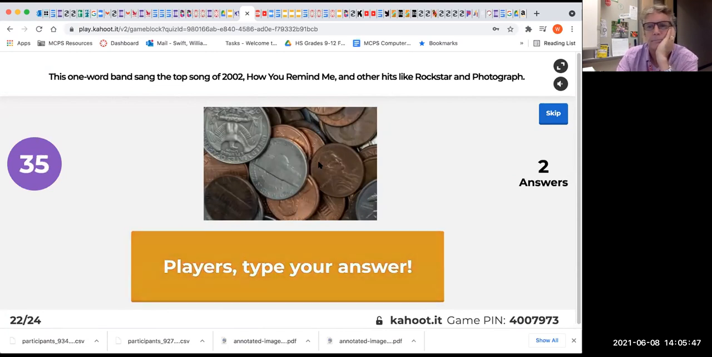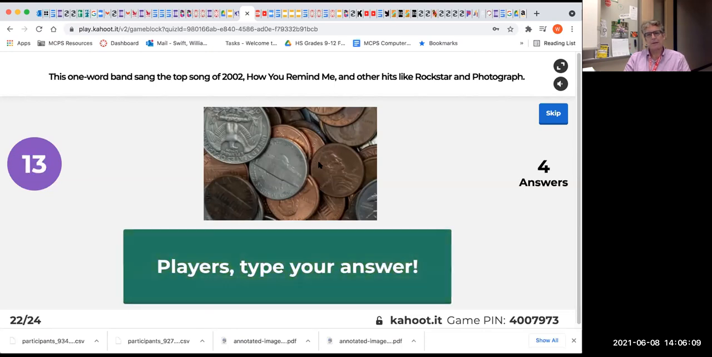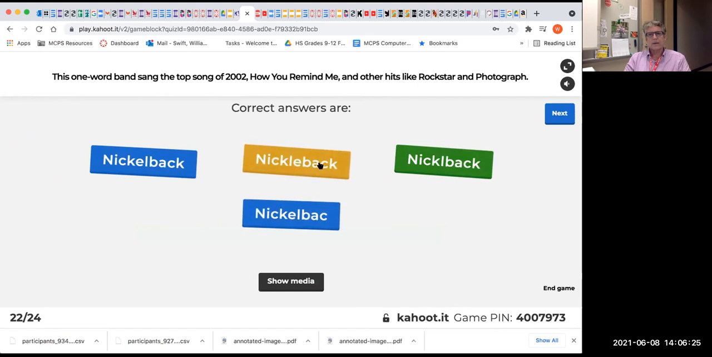But I don't get to vote. The only band with nickel is Nickelback. There's no penny band, there's no quarters. And that nickel is right in the middle. This is, again, how you answer questions you don't know the answer to. Nickelback.